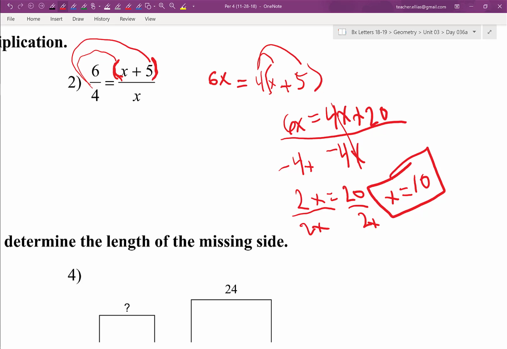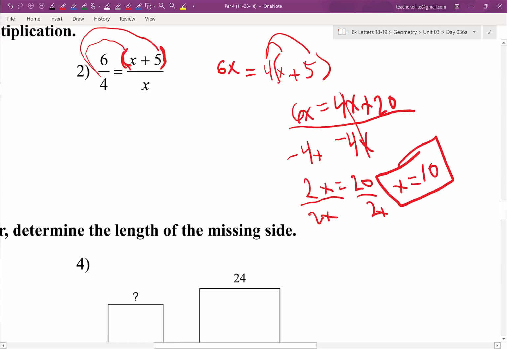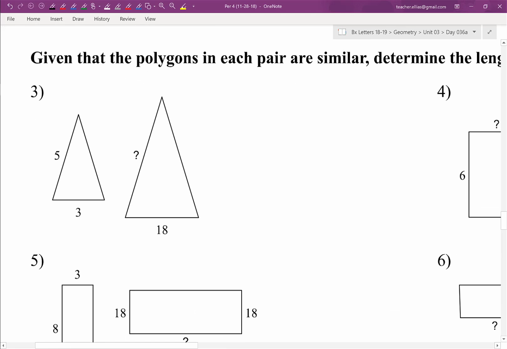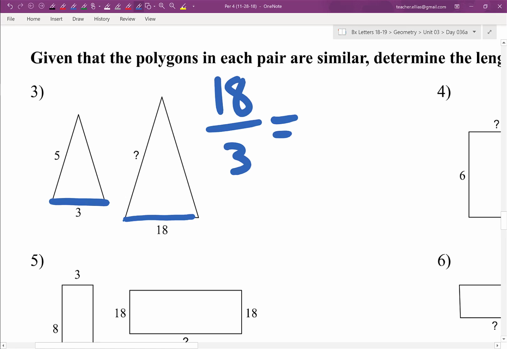When you're done, put it right there. All right, Joseph did it. Let me get your attention real quick. I want to show you on number 3 how to solve these. I know a lot of you are just saying, if I know one side is 18, what does that correspond to? Yeah, that corresponds to 3. And you're finding what dilation took place. Yeah, that was a dilation with a scale factor of 6.